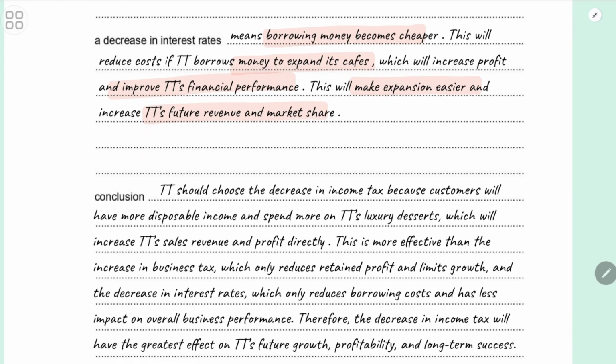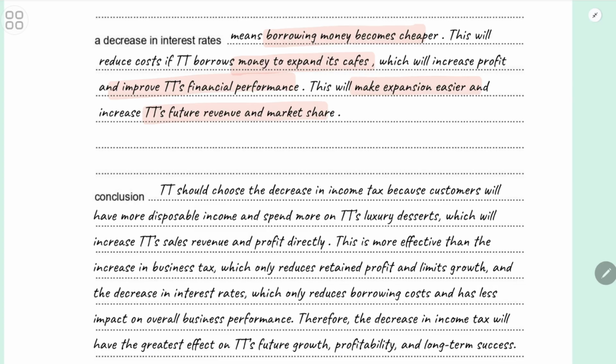TT should choose the decrease in income tax because customers will have more disposable income and spend more on TT's luxury desserts, which will increase TT's sales revenue and profit directly. This is more effective than the increase in business tax, which only reduces retained profit and limits growth, and the decrease in interest rates, which only reduces borrowing costs and has less impact on overall business performance. Therefore, the decrease in income tax will have the greatest effect on TT's future growth, profitability, and long-term success.